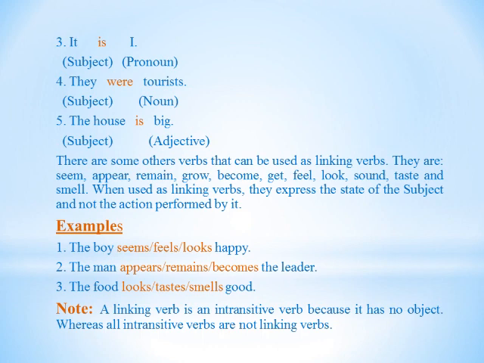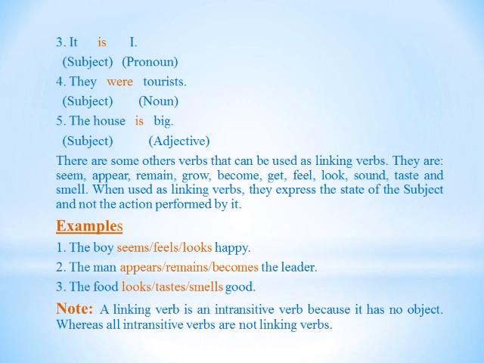Dear students, do keep this thing in your mind that there are some other verbs that can be used as linking verbs. They are seem, appear, remain, grow, become, get, feel, look, sound, taste and smell. When used as linking verbs, they express the state of the subject and not the action performed by it.